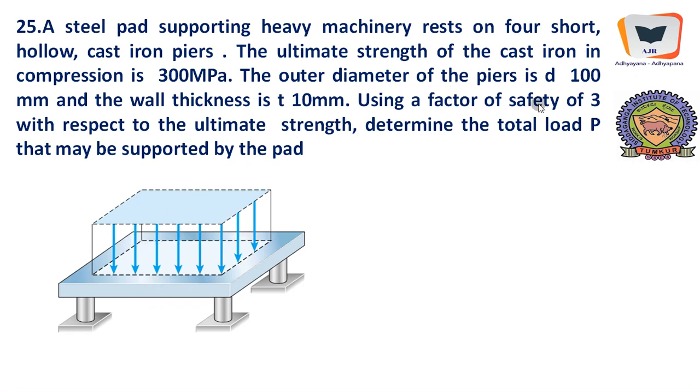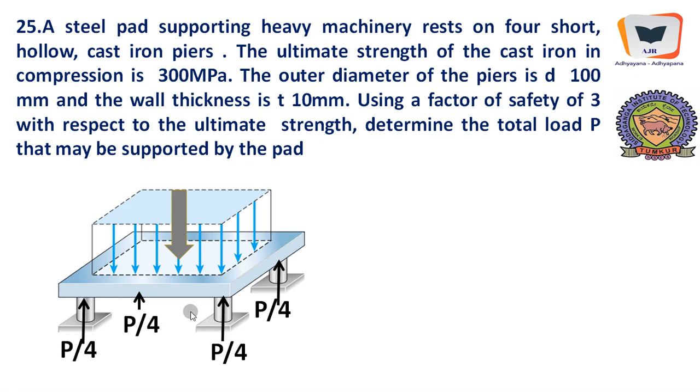The outer diameter of the pier is 100 millimeter and the wall thickness is 10 millimeter. So this is a hollow pipe with outer diameter 100 millimeter and wall thickness 10 millimeter. Using a factor of safety of 3 with respect to the ultimate strength, determine the total load P that may be supported by the pad. This is the total P which is applied due to the machine, and as soon as this load is applied, there will be P by 4, P by 4, P by 4. All the 4 supports will share the total load of P.